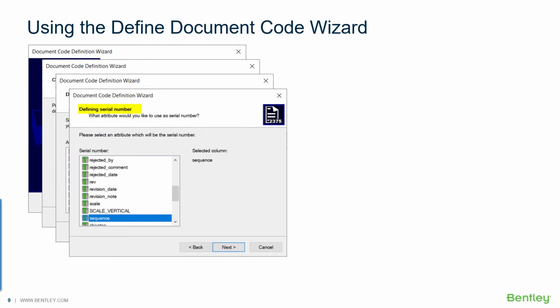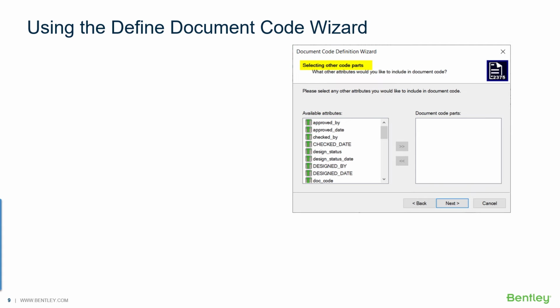This dialog, defining serial number, will only appear if the earlier dialog was answered yes to use a serial number. In this dialog, select the text attribute to store the generated serial number. In this course, the sequence attribute will be used for storing the serial number.